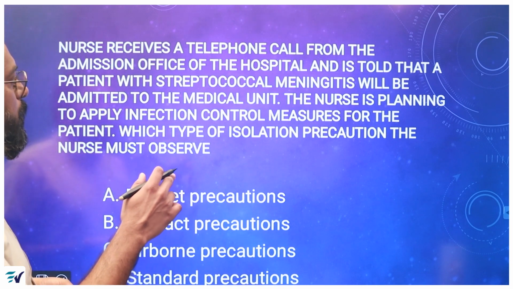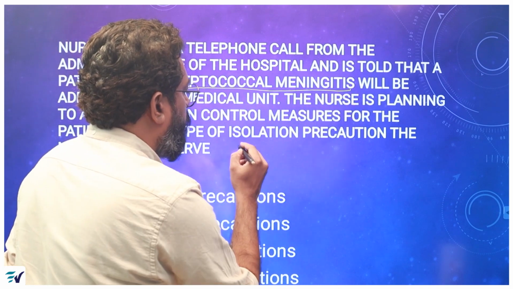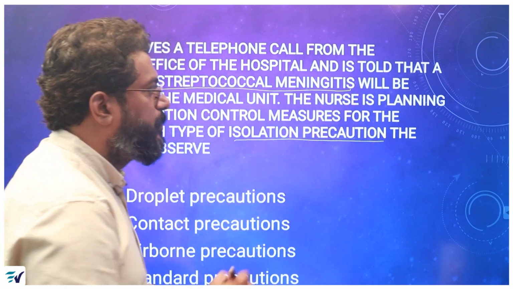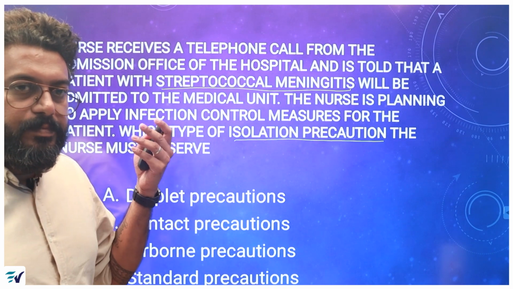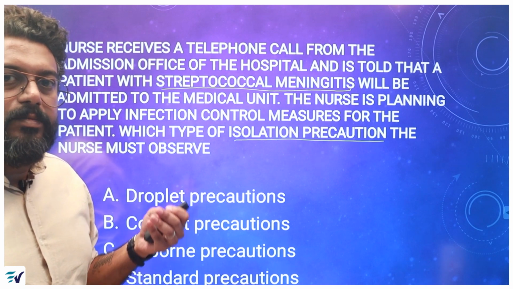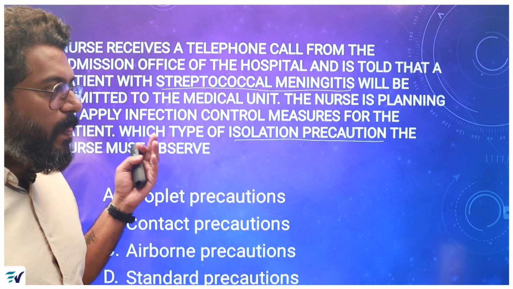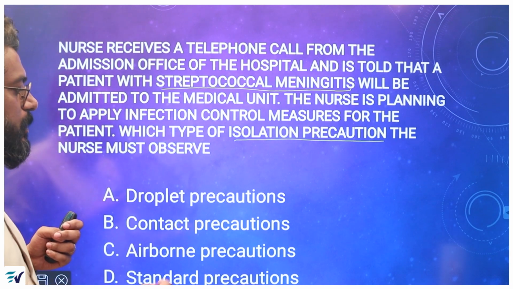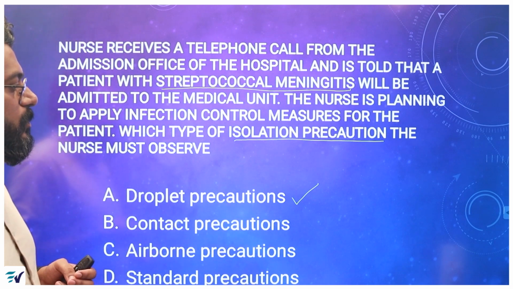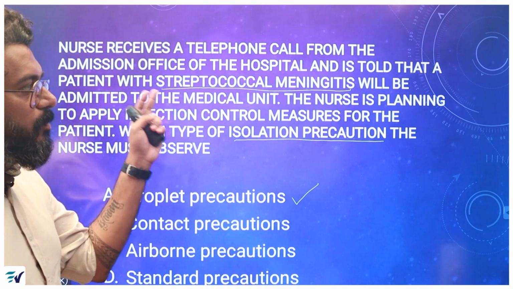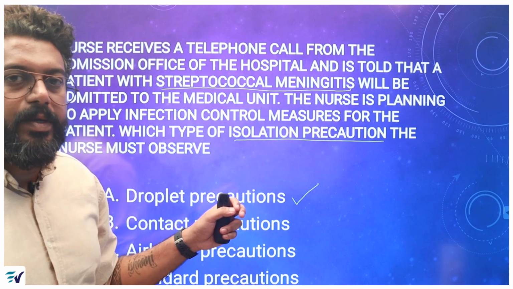So, here question is about patient with streptococcal meningitis and what isolation precaution should be done. So, you should understand that meningitis, especially streptococcal meningitis, mostly all the meningitis are transmitted through droplet. So, the precautions which you should take is droplet precautions. Okay. So, the important point here is that meningitis is transmitted through droplet, and so the precaution which you should take is droplet precautions.